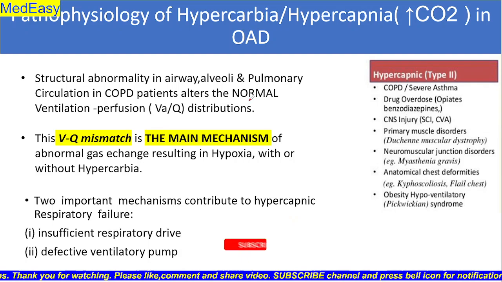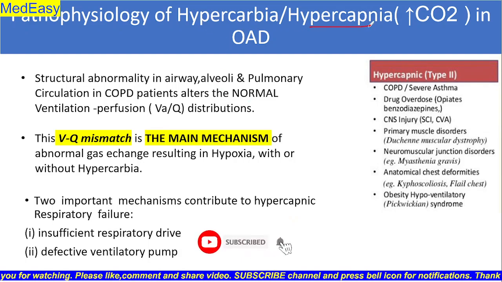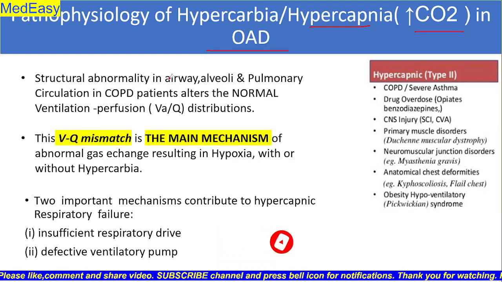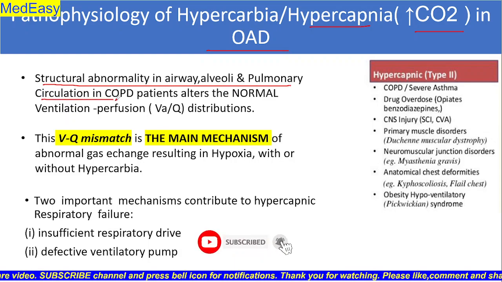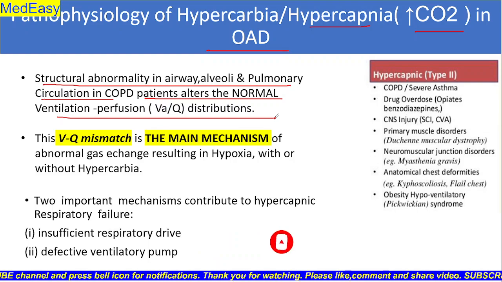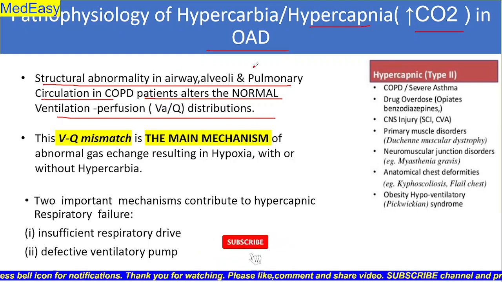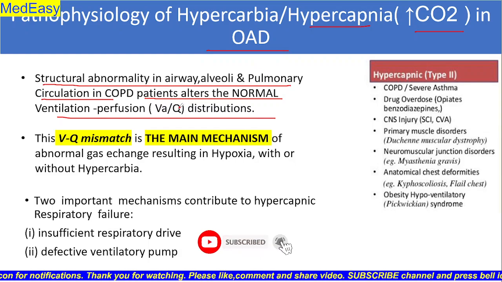Now, what is the pathophysiology of hypercarbia and hypercapnia, that is increased CO2, in obstructive airway disease? This line is very important: structural abnormality in the airway, alveoli and pulmonary circulation in the COPD patient alters the normal VQ distributions. Because in COPD and bronchial asthma there are changes in the airway, alveoli and pulmonary circulation, and this leads to the alteration in the VQ distribution.